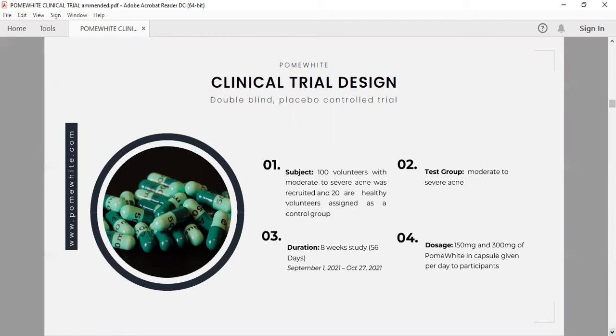identified by a dermatological panel. People with moderate to severe acne were recruited, and 20% were healthy volunteers. Their skin type is considered healthy because they do not have the acne problem, and their skin type is also normal. The duration of the study is 8 weeks, which is 56 days.